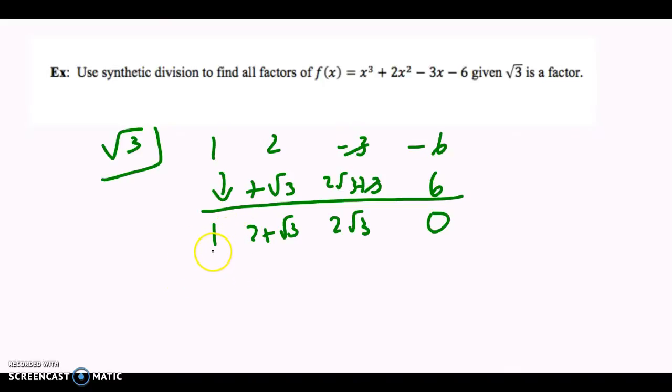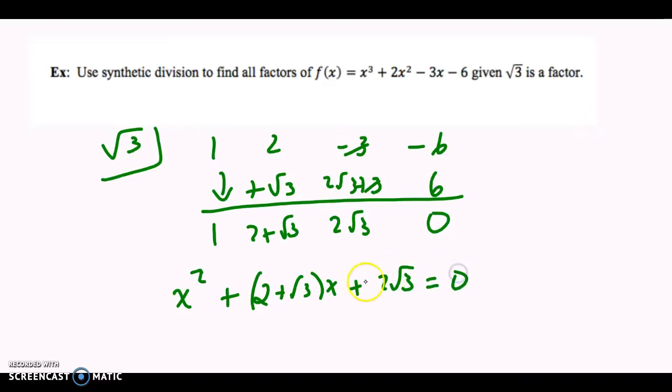Now, that's good news and bad news for us, because now it looks like we're left with, remember this 1 is going to be an x cubed, but knock down one power, so it's going to be 1x squared plus 2 plus root 3, and that's an x, plus 2 root 3, and that's equal to 0 because we still need to find the rest of the factors. This does not look fun.